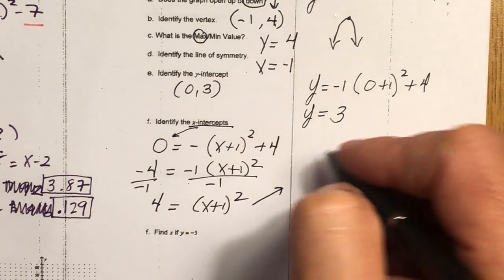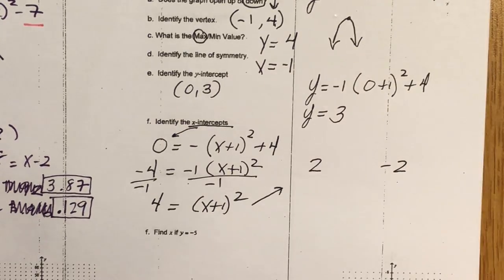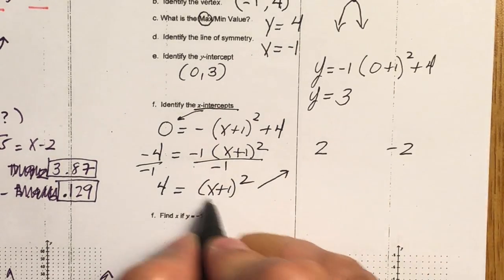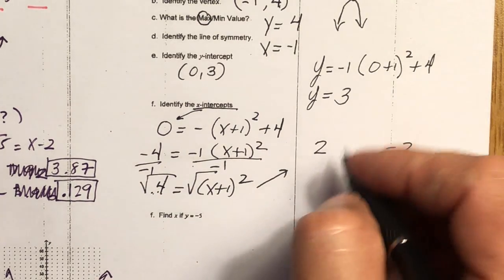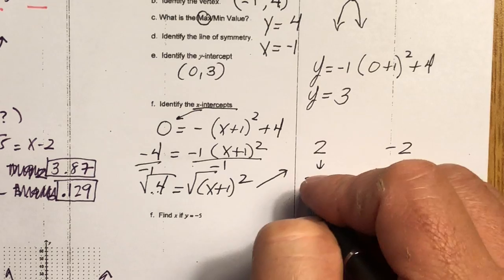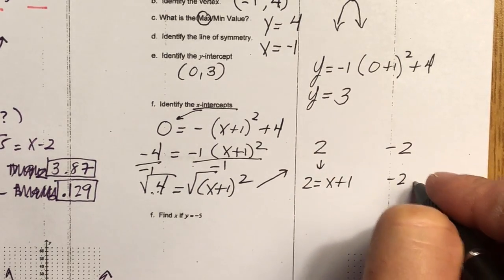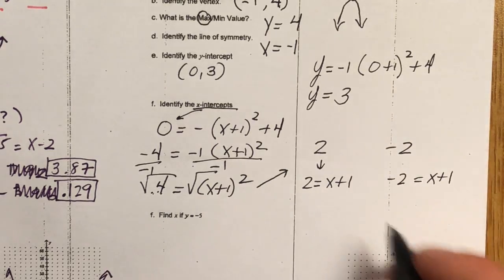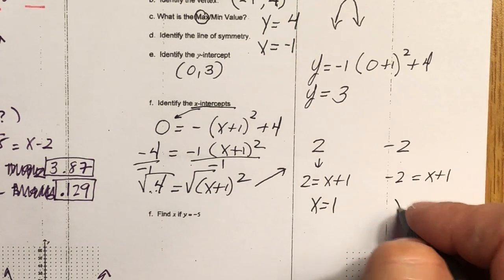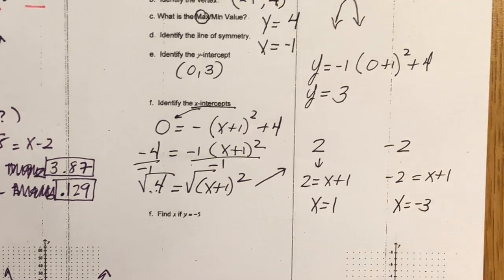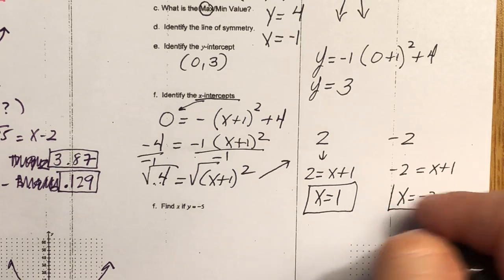Square root that, and you're going to get a 2 and a -2, right? When you square root both sides, you get a positive and negative. So we're going to have 2 is equal to x plus 1, and -2 is equal to x plus 1. Subtract 1, x equals 1. Subtract 1, x equals -3. So those are my x-intercepts.